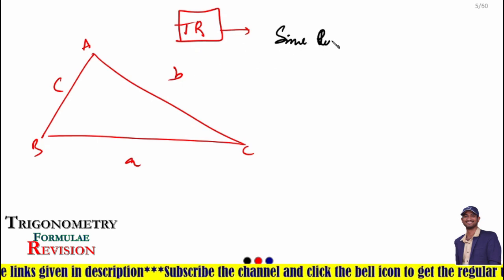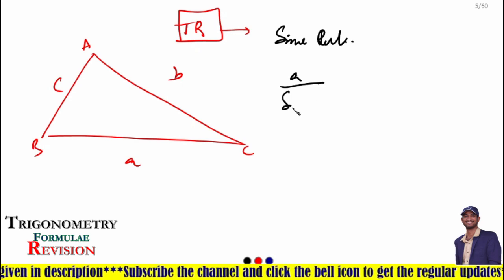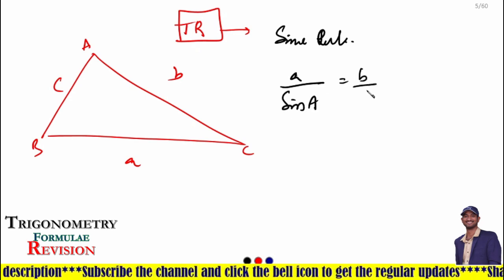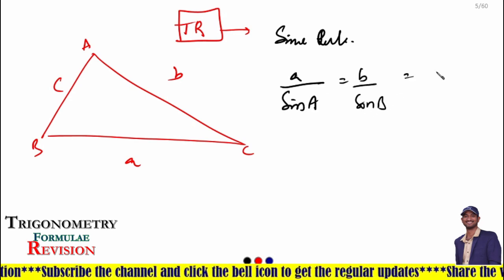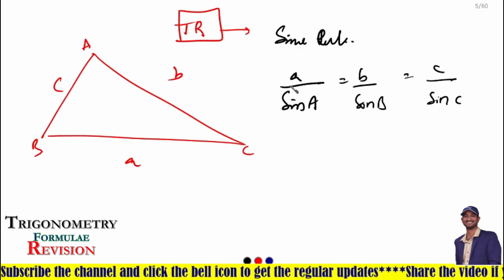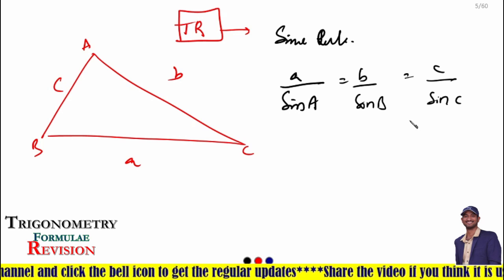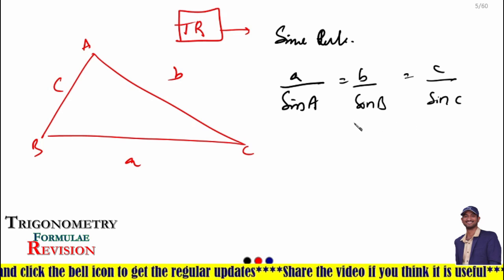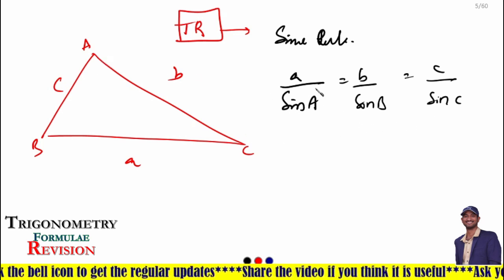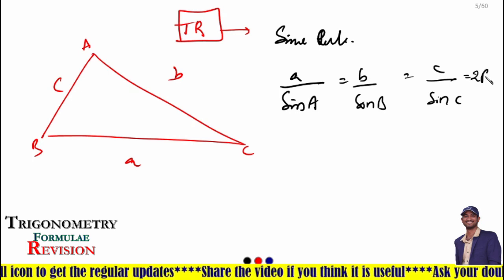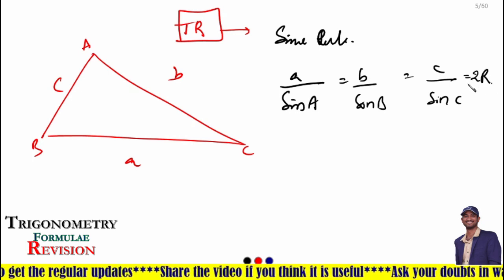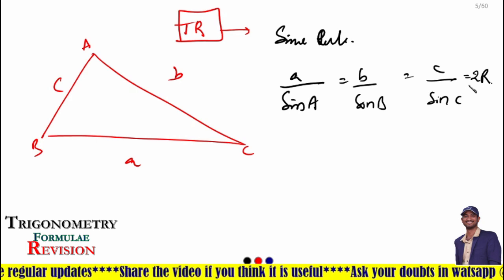What is the sine rule? It is a by sine A equal to b by sine B equal to c by sine C. Small a, small b, small c are the sides of the triangle, and capital A, capital B, capital C are the angles of the triangle at those vertices. All are equal and equal to 2 times capital R, where capital R is the circumradius.